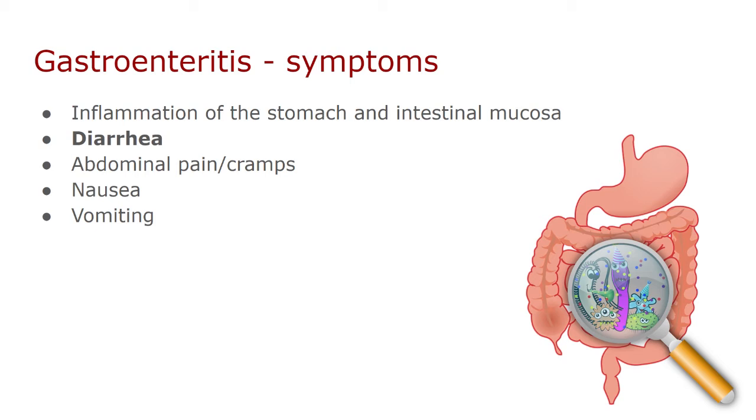So you're probably going to get abdominal cramps, some pain from the toxin, you're going to get some nausea, maybe some vomiting, that sort of thing. So basically, you're like stomach flu, food poisoning like symptoms. That's a good way to think of gastroenteritis.